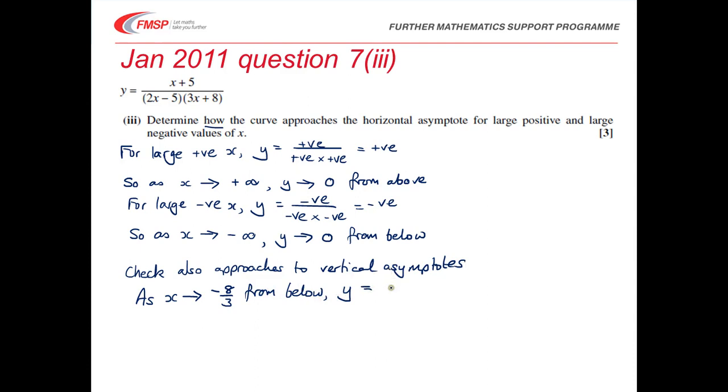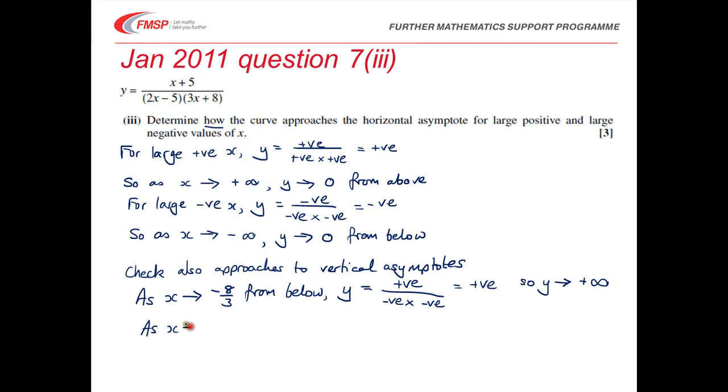So if x is just a little bit lower than minus 8 over 3, then when we add 5 to it, I'm going to have a positive number on the top. When I double it and take away 5, I'm going to have a negative number. And when I times it by 3 and add 8, it is going to be a very small negative number, and that is positive. So y, we know, is heading off very large, but it's heading towards positive infinity.